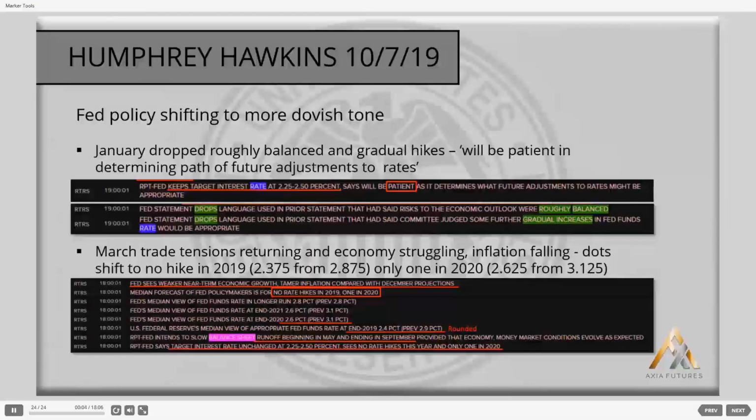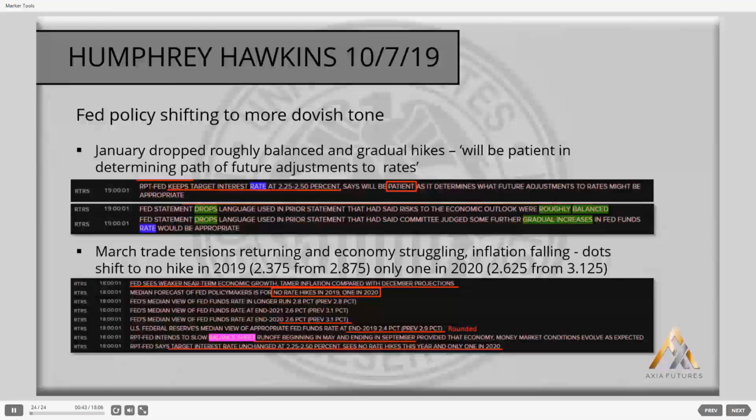Humphrey Hawkins was once again used as an opportunity for the Fed to guide their next policy decision going forward. Now, in July 2019, the Fed was moving into a much more dovish tone. We'd seen this coming on the back of the rate hike that happened at the end of 2018, and then the Fed sort of stepping back from that rate hike as the year progressed, as trade tensions increased, as we started to see inflation dipping at the beginning part of the year. And so we saw this reflected in the language that the Fed used as well.